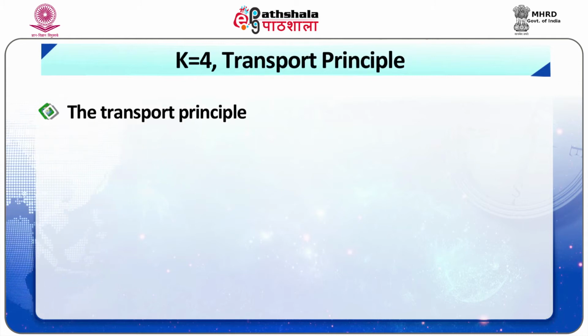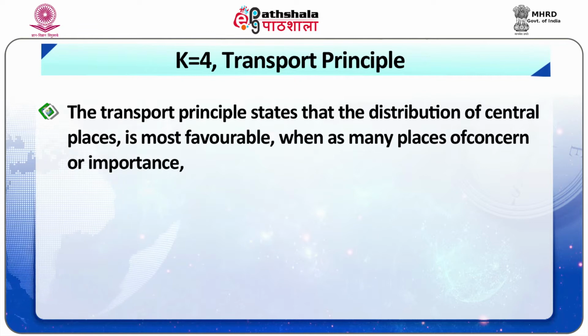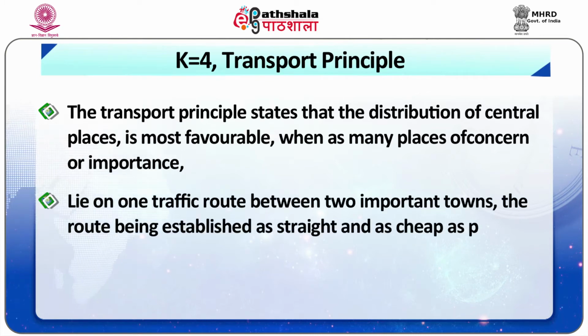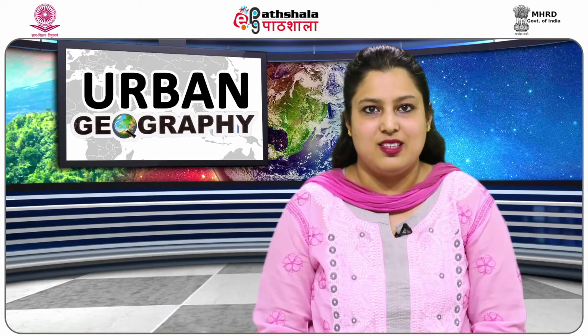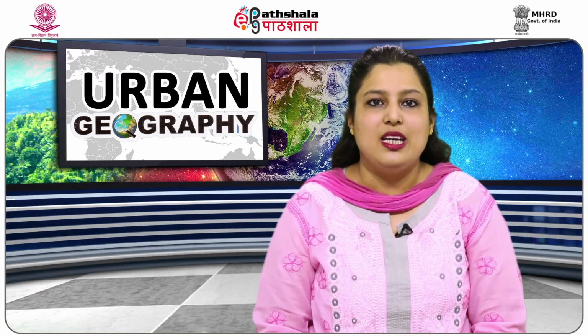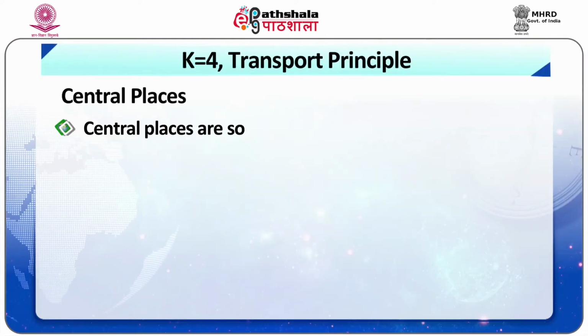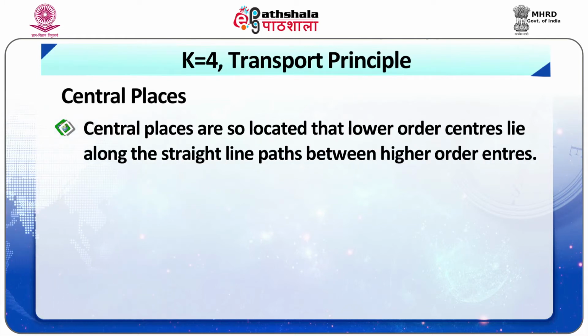K is equal to 4: transport principle. The transport principle states that the distribution of the central places is most favorable when as many places of importance as possible lie on one traffic route between two important towns, the route being established as straight and as cheap as possible. The other unimportant places may not be taken into cognizance. The central places would thus be lined up on the straight traffic routes which radiate out from the central point. Central places are so located that the lower order centers lie along the straight line paths between the higher order centers.